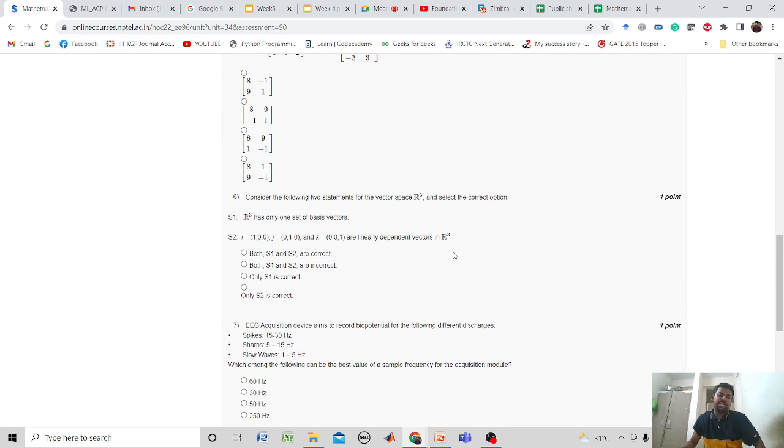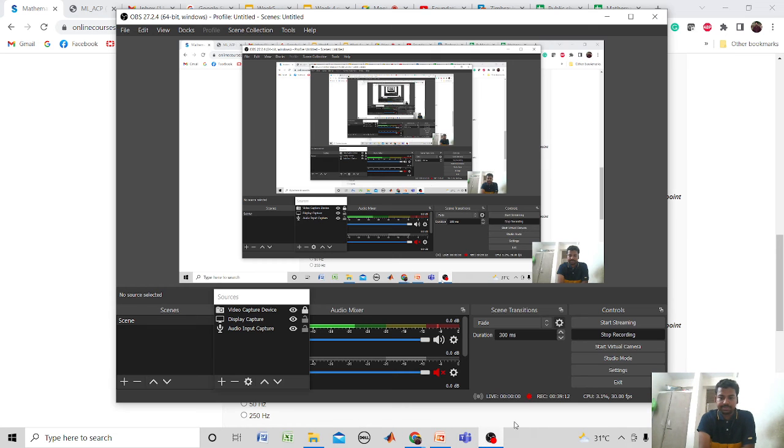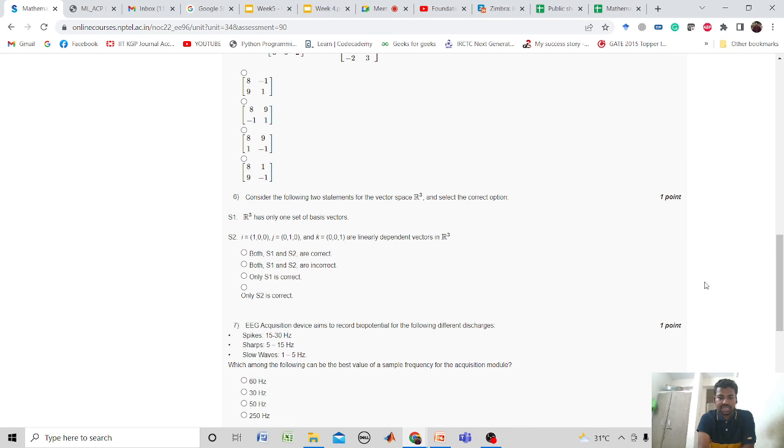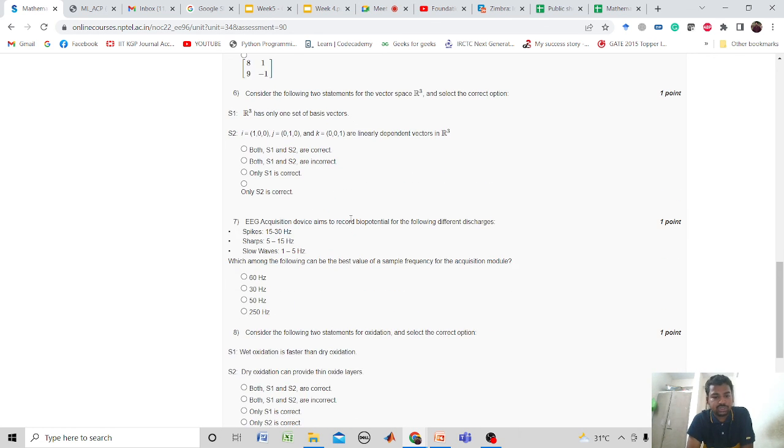Consider the following two statements for the vector space R cube and select the correct option. So we have three vectors, and you have to check for bases and linear independence, and then ultimately you have to give the solution. You have to check this problem. Similar types of problems were actually described in the class today.